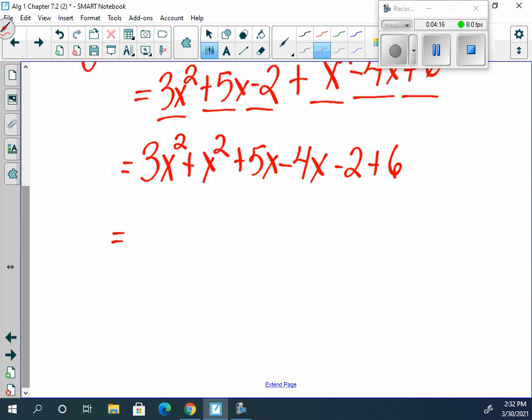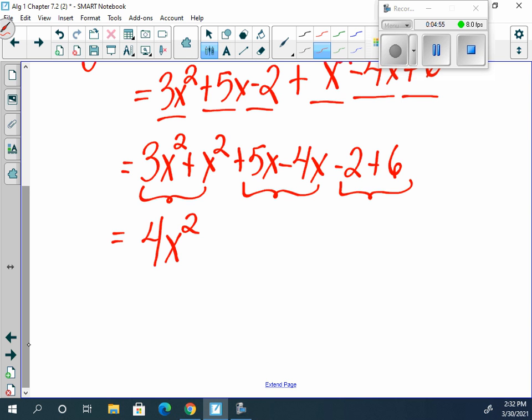Now what we want to do is combine our like terms. So 3x squared plus x squared would be what? Well, how many x squareds do I have? I have 3 and 1, so I have a total of 4.